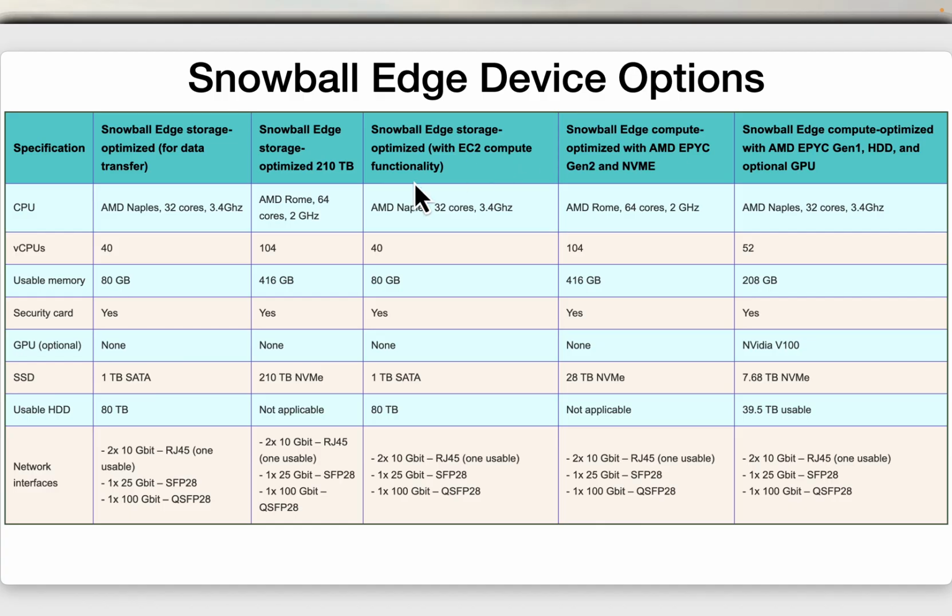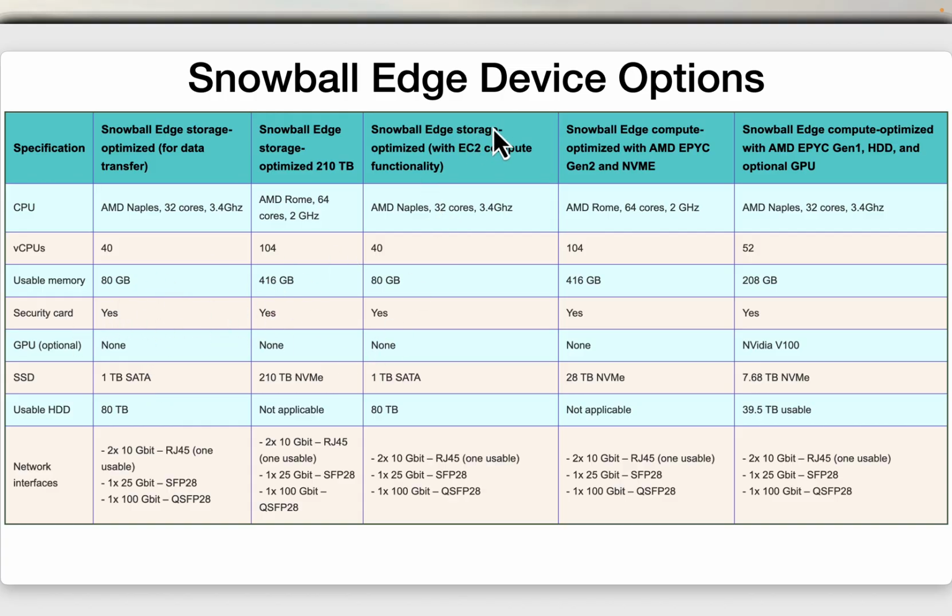So as I talked about Snowball Edge device options, you have storage optimized, and then you have edge storage optimized up to 210 terabyte. So this one is less, like it's 80 terabyte and then 1 terabyte SATA and 210 terabyte NVMe. And the network interfaces, SSD. What are the options available between these two? Security guard and usable memory. So this is the RAM.